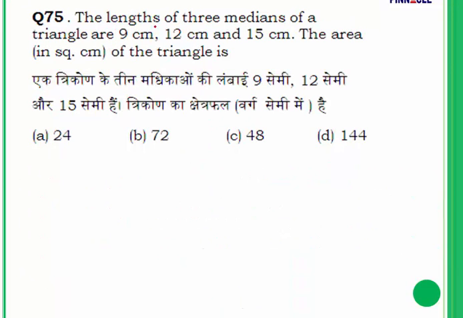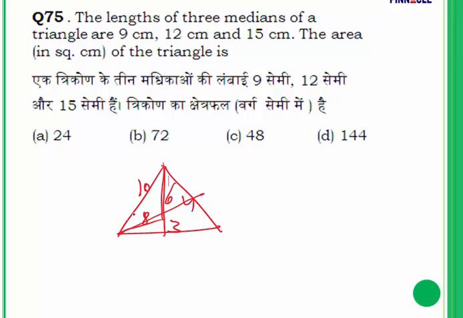Here it is given, the lengths of the 3 medians of a triangle are 9, 12 and 15. We have to find the area of the triangle. The medians are in this format. You can say if it is 9, then the centroid divides the median into 2 parts in the ratio 2 to 1, that is 6 and 3, and for 12, it is 8 and 4. So 6, 8, if there are 2 lines 6, 8, then it will make triplet 6, 8, 10.